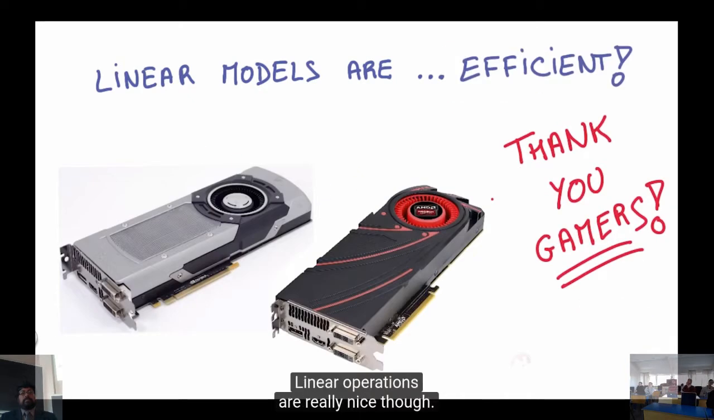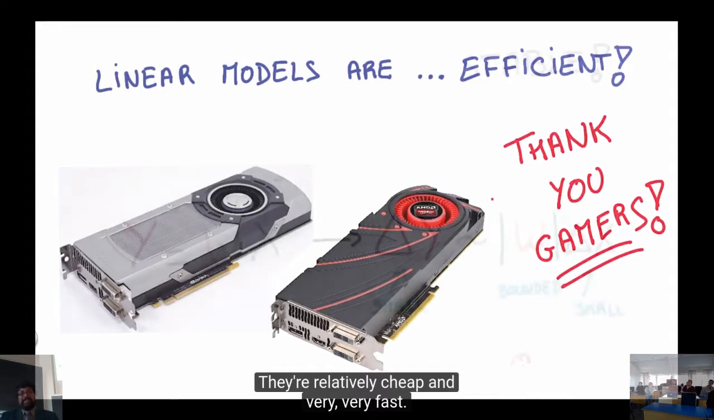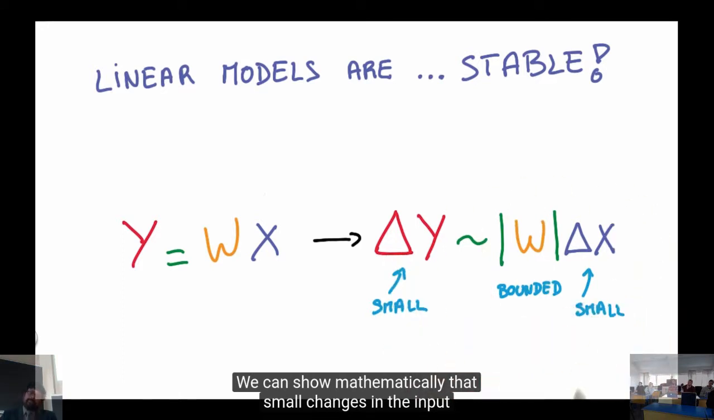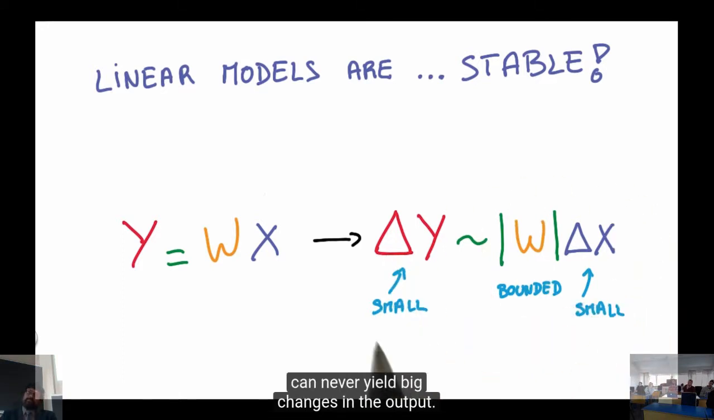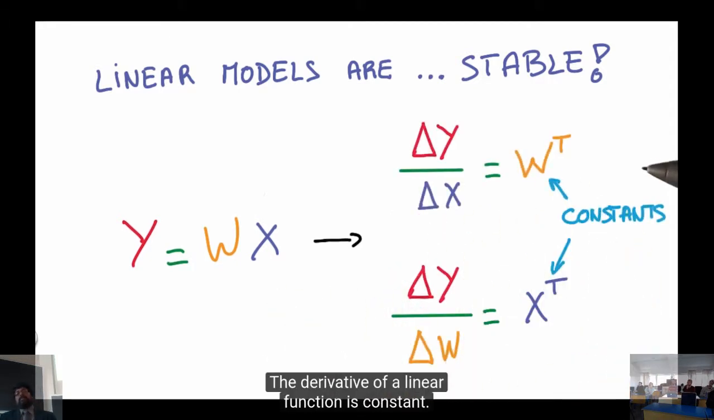Linear operations are really nice, though. Big matrix multiplies are exactly what GPUs were designed for. They're relatively cheap and very, very fast. Numerically, linear operations are very stable. You can show mathematically that small changes in the input can never yield big changes in the output. The derivatives are very nice too. The derivative of a linear function is constant. You can't get more stable numerically than a constant.